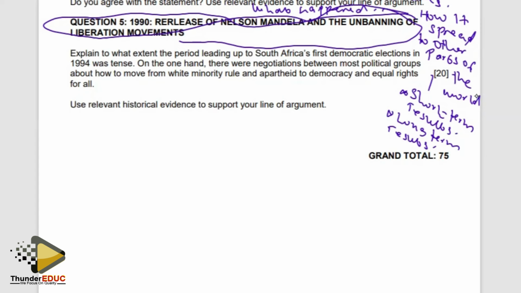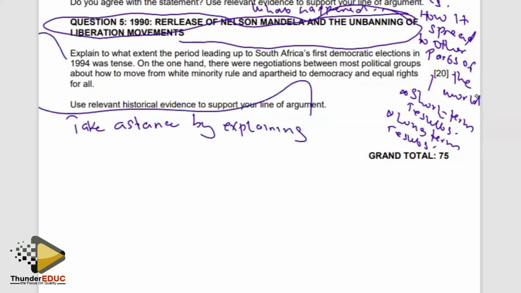So in your introduction, you should take a stance by explaining to what extent the period leading up to South Africa's first democratic election in 1994 was tense, and on the other hand, there were negotiations between most political groups about how to move from white minority rule and apartheid to democracy and equal rights for all.